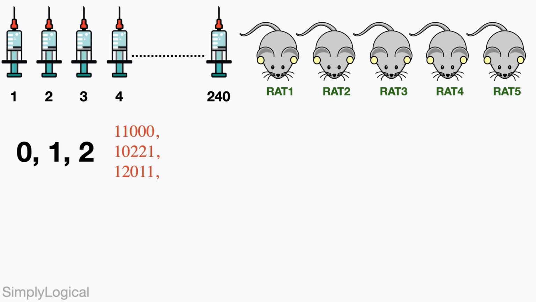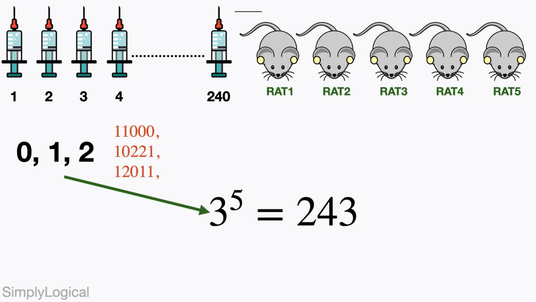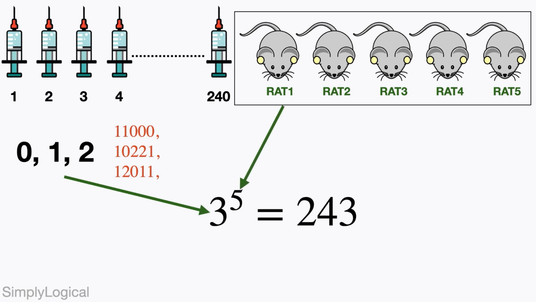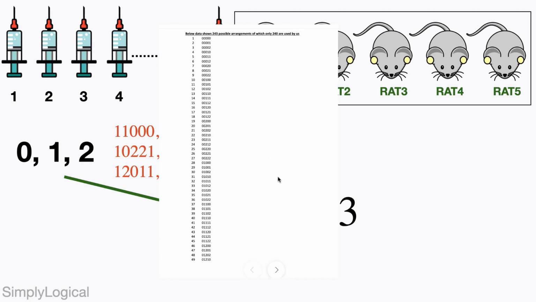For example, our labels will look like 11000, 10221, 12011, etc. You may have the question, why 5 digits and why only 0, 1 and 2? This is because using 3 numbers 0, 1 and 2 as 5-digit numbers, we have 3 power 5, which is equal to 243 unique ways of arranging the numbers. As we are left with 240 injections, this would give us enough ways of labeling each of them. Here is the data which shows 243 possible arrangements, of which only 240 we are going to use.